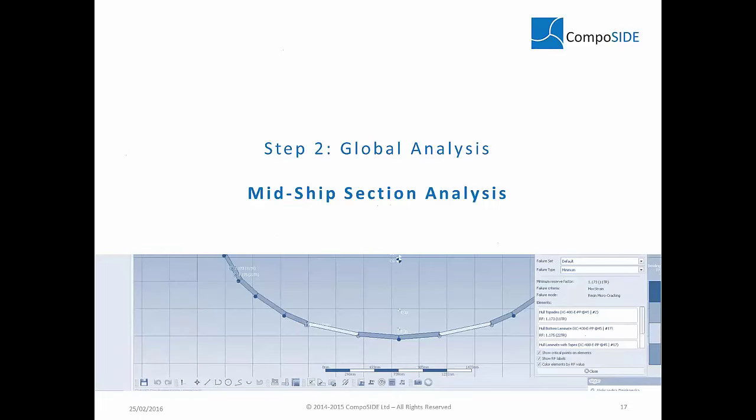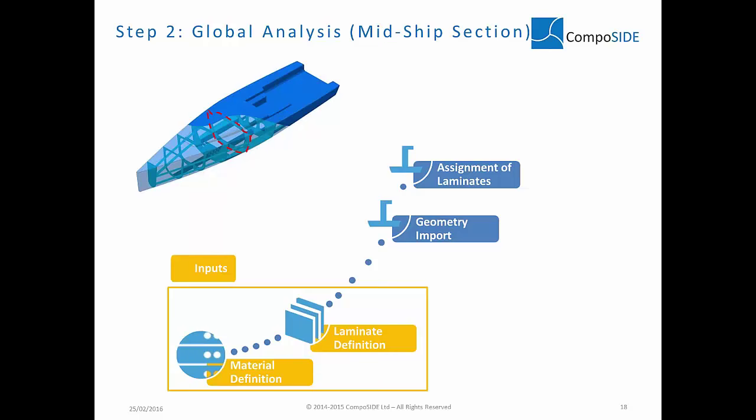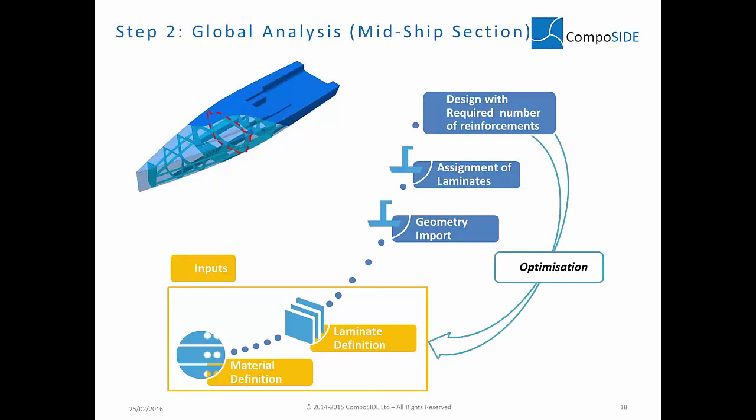So this is a midship section analysis. All your designers do this. We need to check the global bending strength of our vessel. So we have our vessel here, we have our midship section in the red there. We already have our materials, our laminates defined. We can import the geometry. So in this example, I've taken a section using 3D CAD, and I've imported this using a DXF. I can then assign my laminates, which have already been created, and then design with the number of reinforcements that I need. And then I optimize again, so very quickly optimizing using Laminate Space and Section Space.